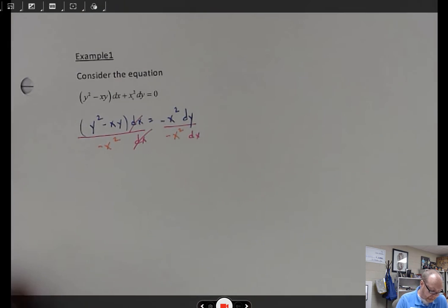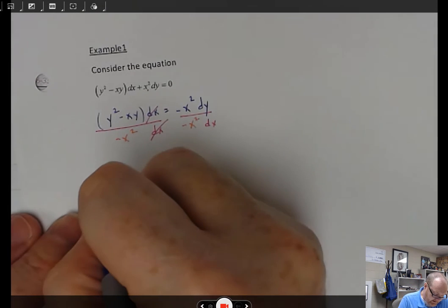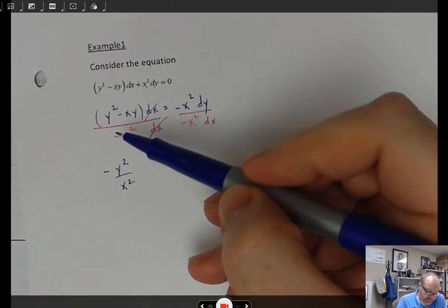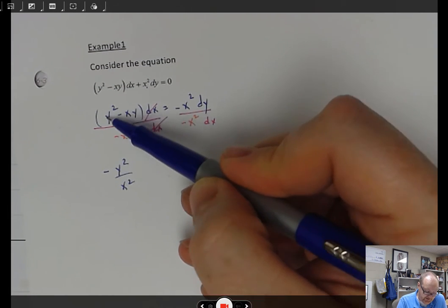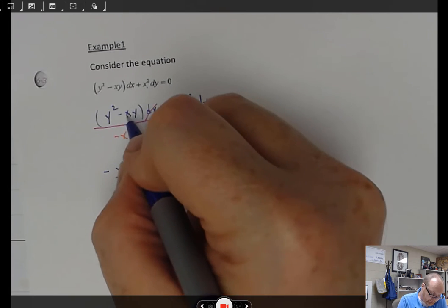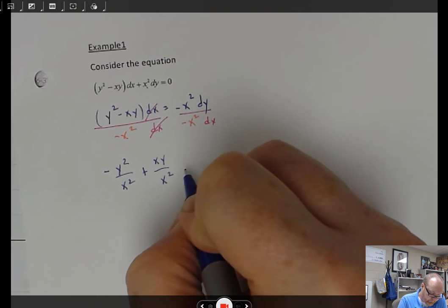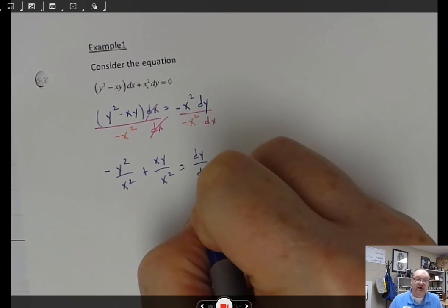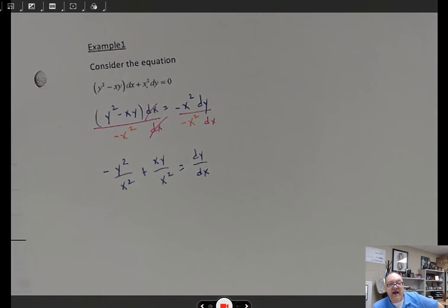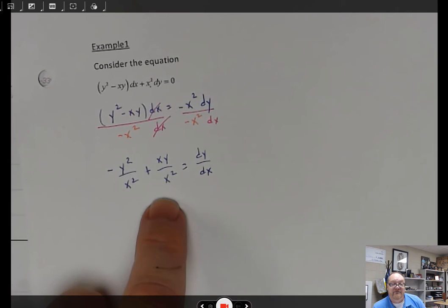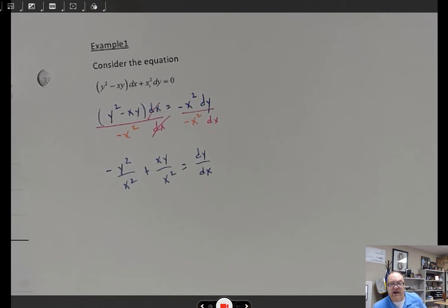All right, on the left, I end up with a negative y squared over x squared, and then I'm just separating these two things into two fractions, so plus xy over x squared. So I'll leave that for you to think about the algebra for just a moment. Again, I've put both of these numerators over that same denominator, and then I also took care of those negative signs. Had I flip-flopped things, otherwise I'd get an equivalent piece.